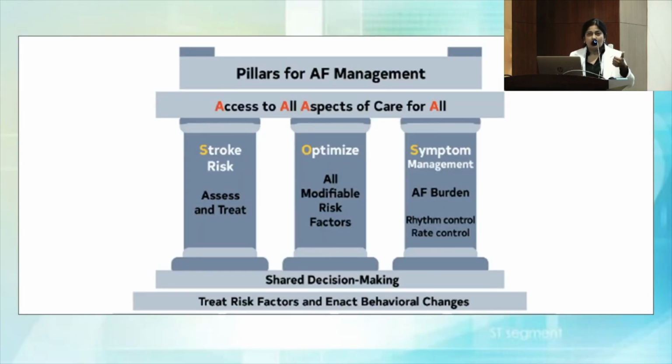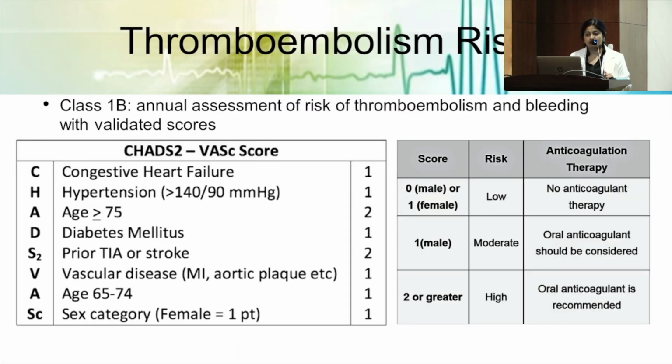How do you manage? Three main things. Prevention of thromboembolism, prevention of stroke. Then rate control and rhythm control. And third, management of the causes, all the modifiable or reversible causes. How do you assess for thromboembolism? CHA2DS2-VASc score. Difficult to memorize, but I want you to remember two things which have more importance.